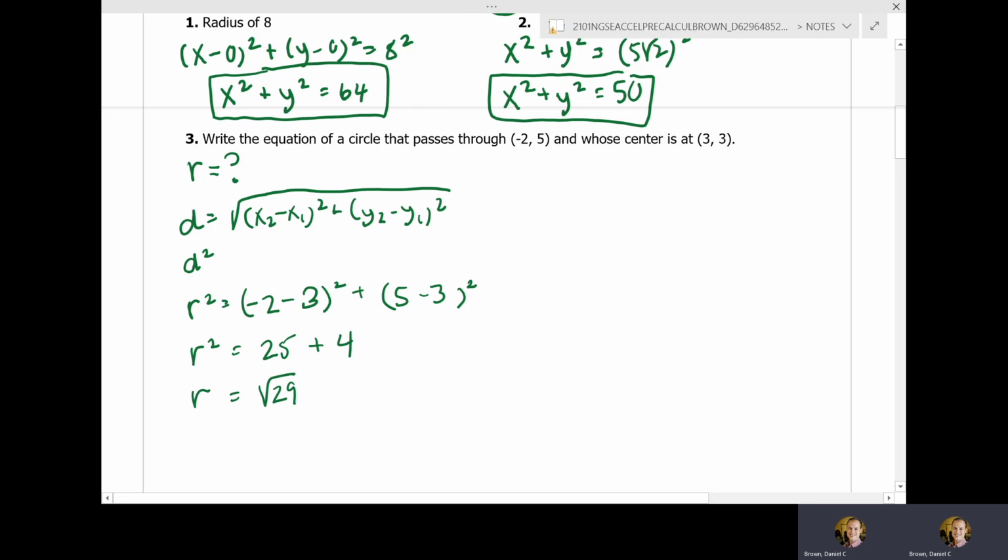So what is the equation of that circle? So I have x minus the x-coordinate of the center squared plus y minus the y-coordinate of the center squared is equal to r squared. Well, the square root of 29 squared is 29.